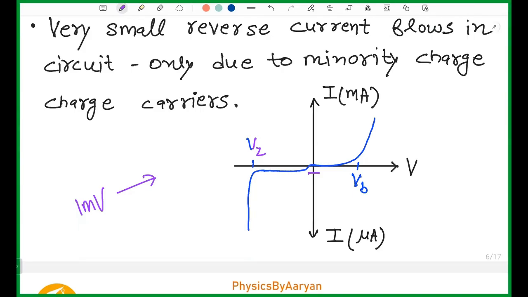Sir, does the stabilizer have diodes inside? Yeah, we have diodes in the stabilizer. Yeah, inside the stabilizer, we have a Zener diode. Okay, sir. Thank you.